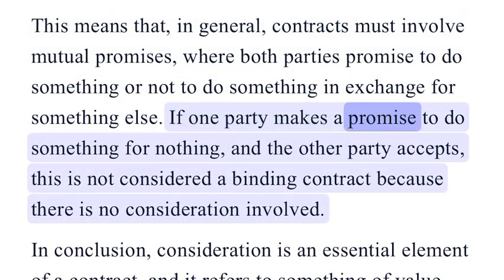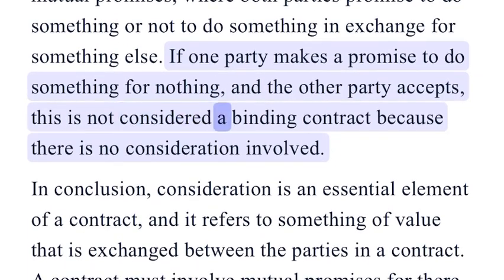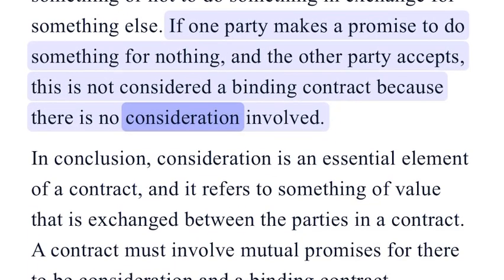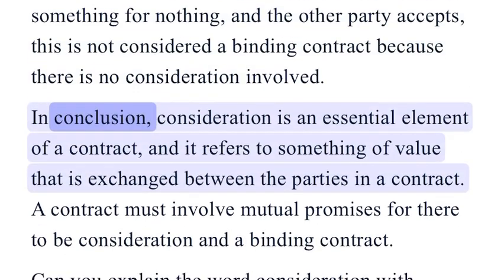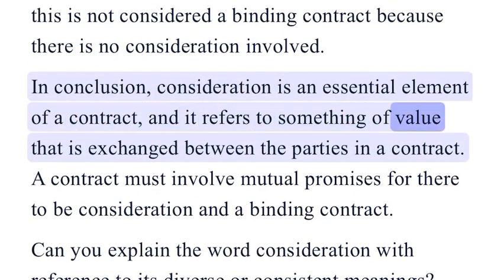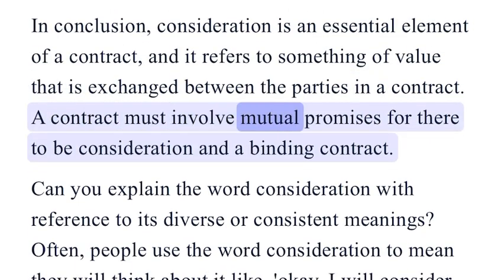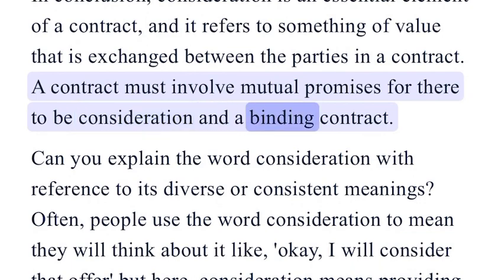If one party makes a promise to do something for nothing, and the other party accepts, this is not considered a binding contract because there is no consideration involved. In conclusion, consideration is an essential element of a contract, and it refers to something of value that is exchanged between the parties in a contract. A contract must involve mutual promises for there to be consideration and a binding contract.